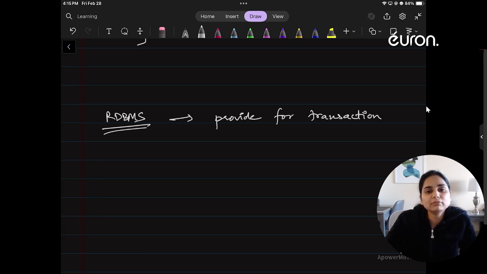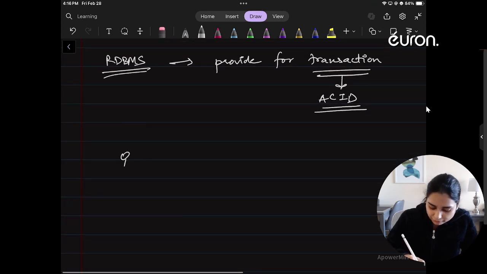Now, what is the meaning of providing transaction support? Here we perform a series of operations, and those operations should be executed as a single unit. Also, when we perform a transaction, it should adhere to the ACID properties. Okay, let me take one example here.